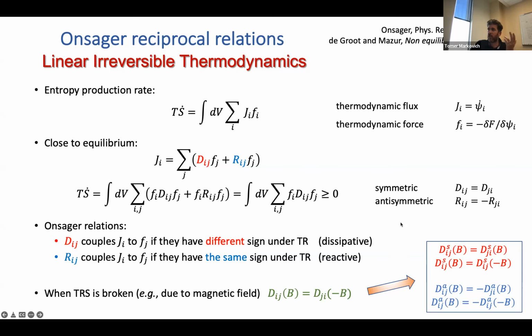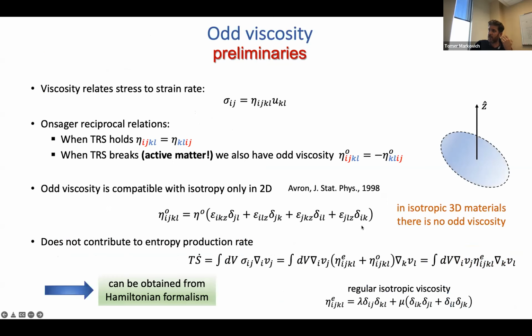So to make it more concrete, let's talk about viscosity. This is how I can introduce odd viscosity. As I said, viscosity is what relates stress to strain rate. Stress is the momentum flux, and the strain rate is the thermodynamic force, and the coupling between them is the Onsager coupling from before, like this D_ij, just now every index is, instead of ij, I have ijkl. The Onsager relation for this fourth rank tensor tells you that if I have time reversal symmetry, I have to have a major symmetry. So eta_ijkl has to be equal to eta_klij.